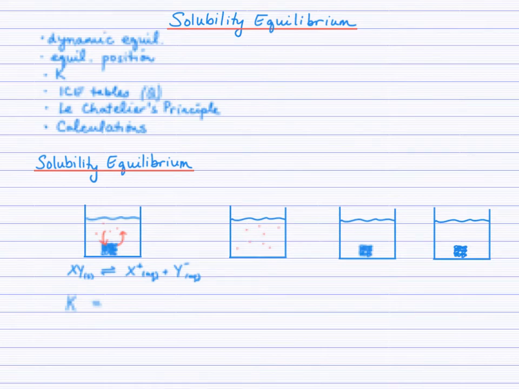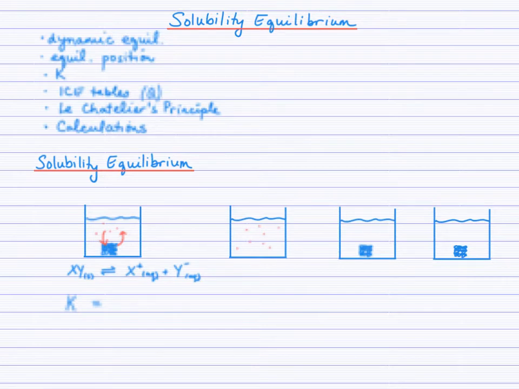Okay, solubility equilibrium. Today we begin to apply all of the concepts we've learned in the unit so far. I've listed them here just as a quick refresher. The concept of dynamic equilibrium, the position of equilibrium, writing equations for K, constructing ice tables, which may or may not involve calculating Q, the reaction quotient, Le Chatelier's principle, and the calculations. So let's explore each of these then as it relates to solubility equilibrium.